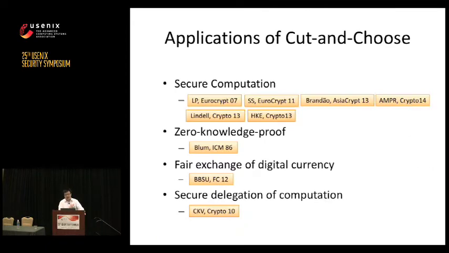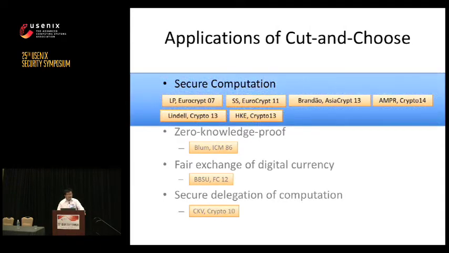It can be applied in many cryptographic protocols, ranging from secure computation and zero-knowledge proofs to secure delegation of computation. In the rest of my talk, we're going to focus on its application in secure computation to enforce honest behavior. Our mathematical analysis is readily generalizable to the other types of protocols.